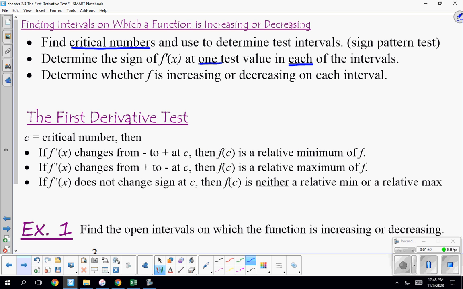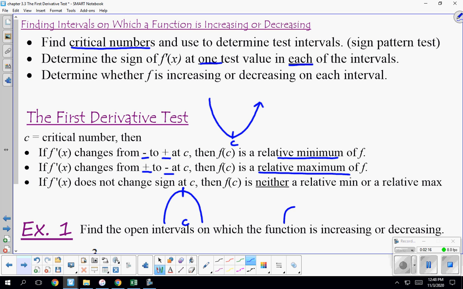So again, when we make a change from decreasing to increasing, so if we're going down and then all of a sudden we start going up, then right there at C we have a relative minimum. If our derivative changes from positive to negative, meaning it's increasing and then it starts to decrease right there at C, then that means that is a relative maximum. If it doesn't change sign, then it's neither a relative max nor a min.